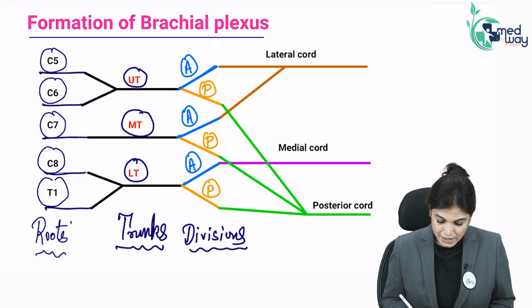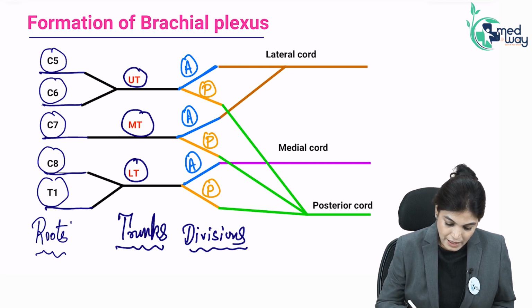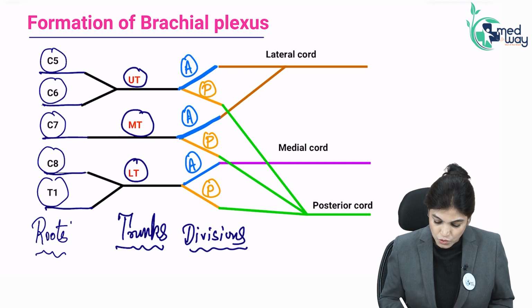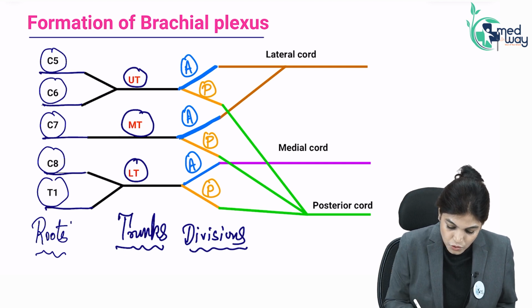Now, in this diagram itself, if you concentrate here, you can see the anterior division of upper and the anterior division of middle will together join to form the lateral cord of brachial plexus. So, what is it forming?